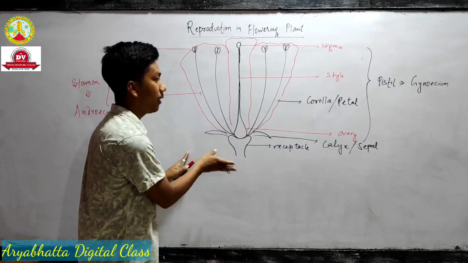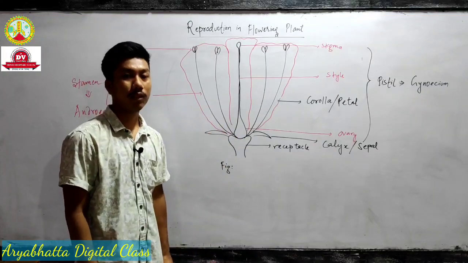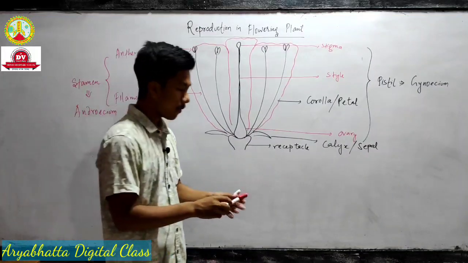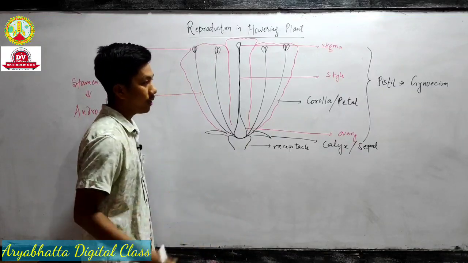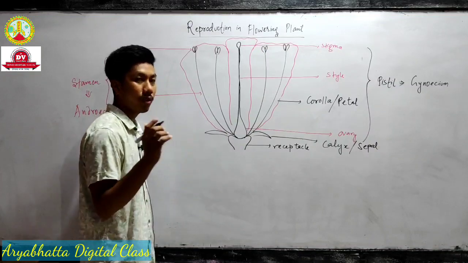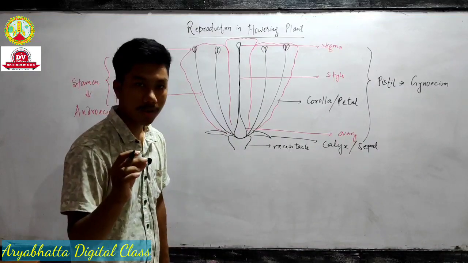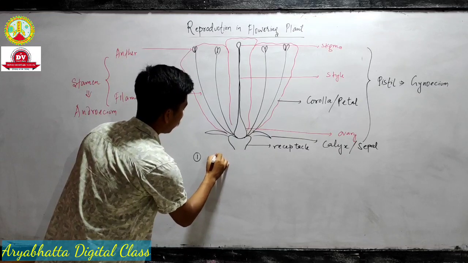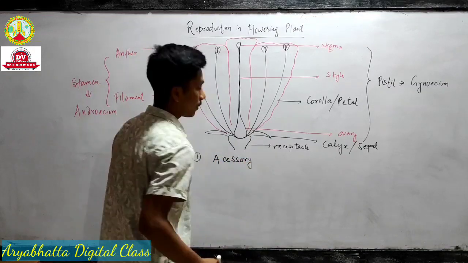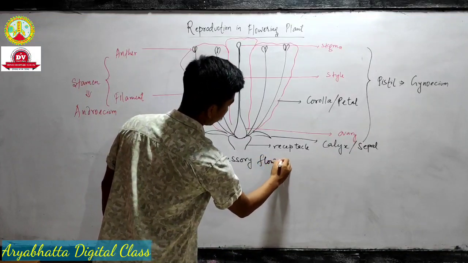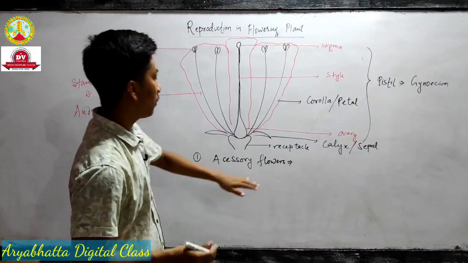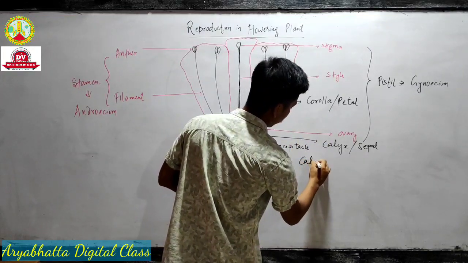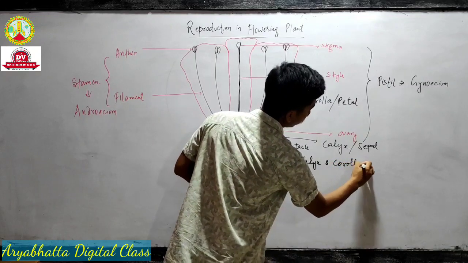So these are the typical structures of an angiospermic flower. Next we will classify flowers on the basis of their nature, and they can be classified into 2 types. Number 1 is known as accessory flower. Which structures are considered accessory? Calyx and corolla are considered as accessory flower.